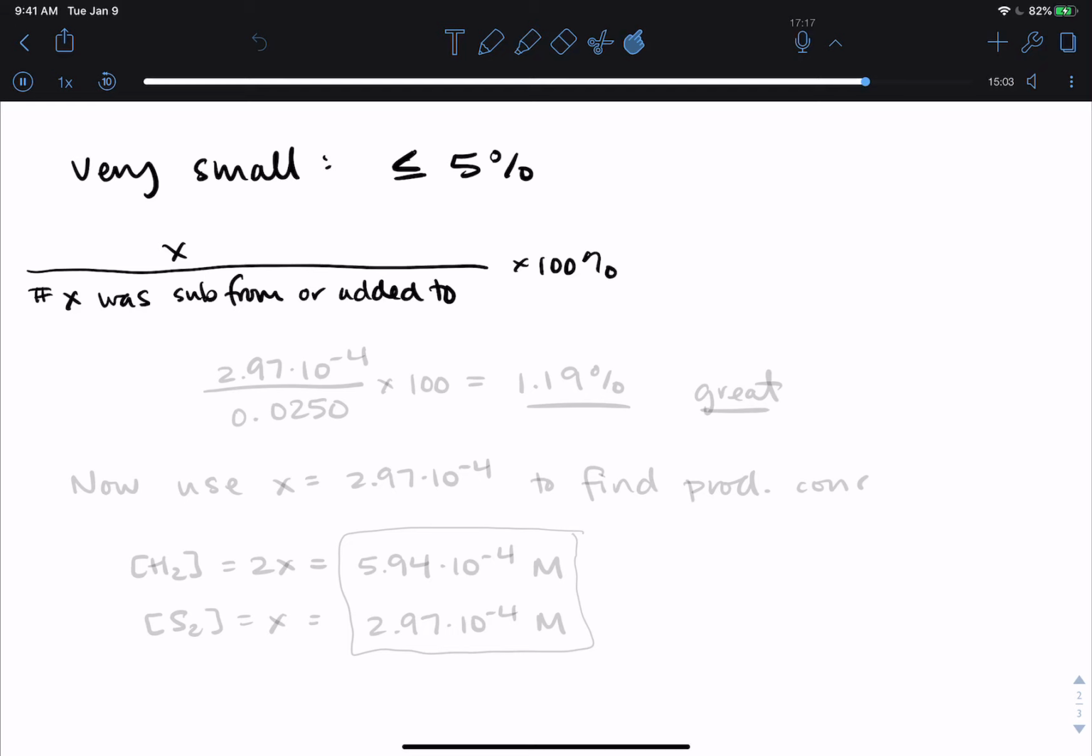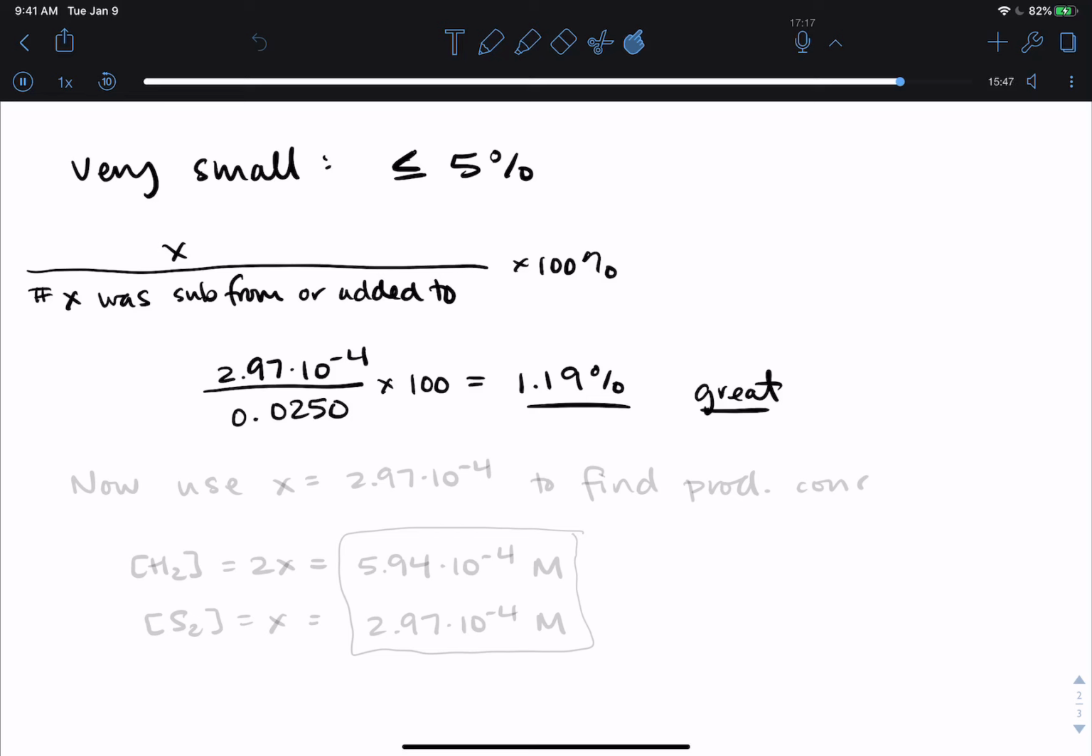We calculated 2.97 times 10 to the minus 4 for our x value. x was subtracted from 0.0250. If we do that division and multiply by 100, we get 1.19%. This is great. It means that our assumption was good, and we can use this approximation. So our x value that we can carry forward to solve the rest of the problem is 2.97 times 10 to the minus 4th.